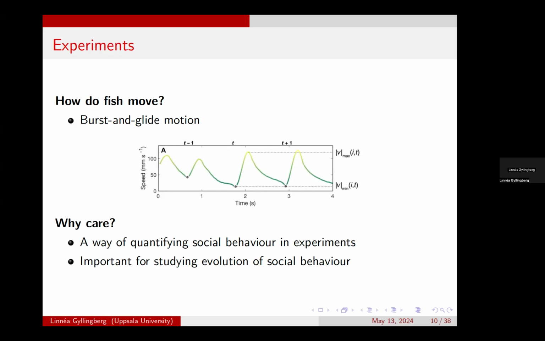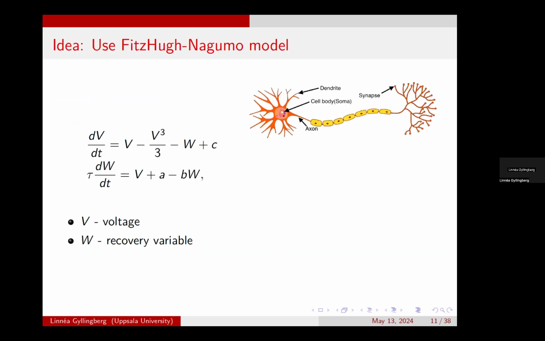As I said before, people just assume that they move with constant speed, and those models work quite well for some settings, like when you model big fish schools. But when you model individual fish or pairs of fish, this doesn't work. So we had the idea of using the FitzHugh-Nagumo model.